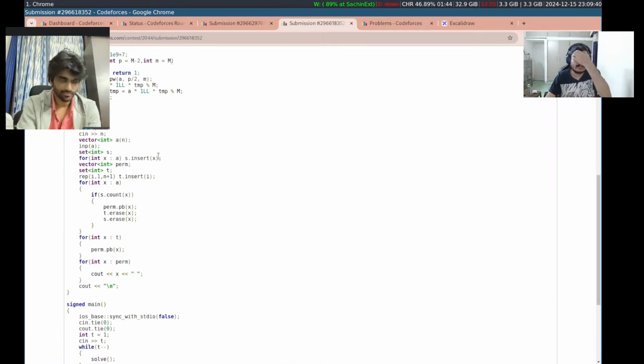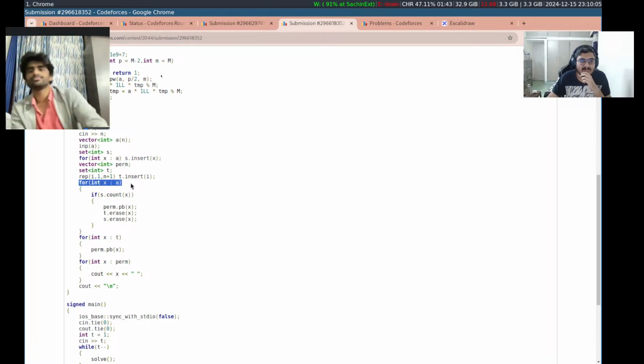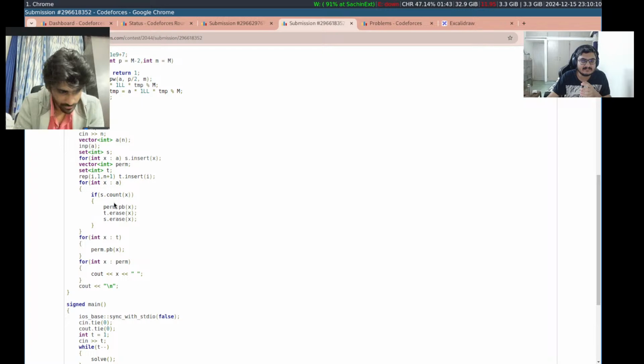So his solution is like he took A as input, in a vector. Now he also has a set. He has inserted all the numbers which appear in array A in the set. Now he has a permutation. Basically, if you print each element only once and between 1 to n, you call it a permutation. So he now also has T, and he has inserted all the elements in T as well. Now we are iterating over all the elements from 1 to n.